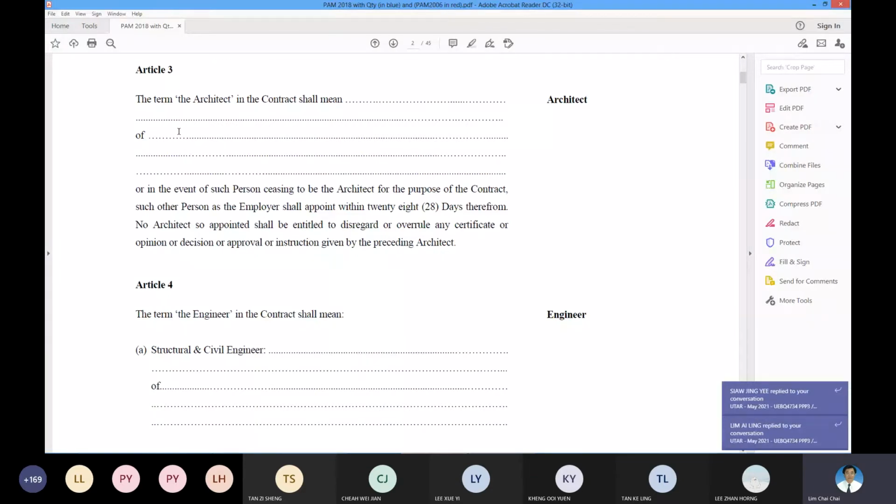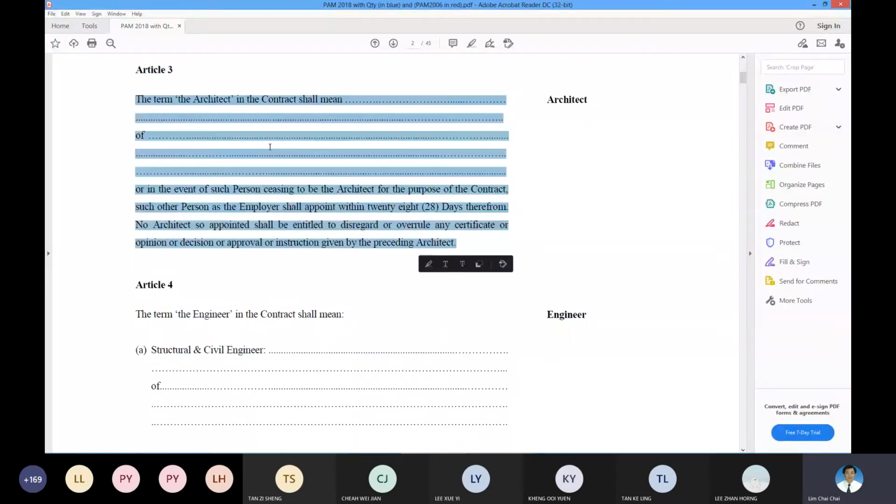So this is the named architect here, Article 3. See? Only this person that is named here can issue the instruction. Are you clear? This particular person named here. The term architect in this context shall mean of some company, the name here, Mr. Misler or whoever, of which architect's firm. So this is what you need, to have this named person authorized to sign.